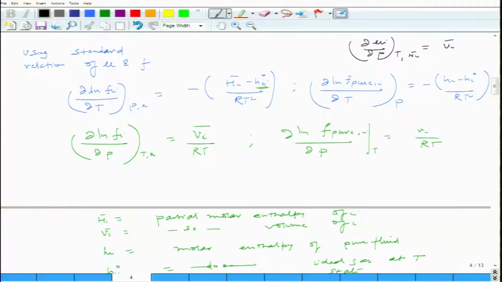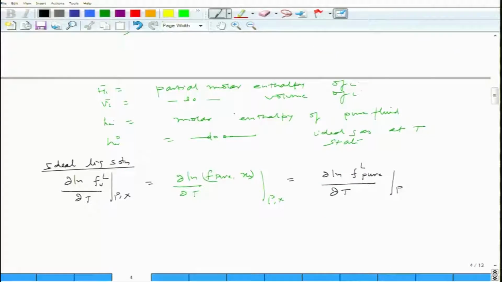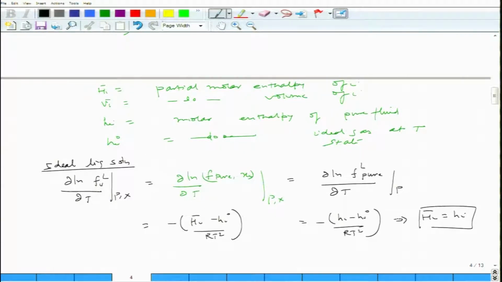divided by RT square. So this essentially means this should be minus of (Hi bar minus Hi 0) by RT square, and on the other hand, since this is a pure fluid, this should be (hi minus Hi 0) by RT square. Now this must be the same, which implies that Hi bar is equal to hi for the case of ideal solution. Similarly, you can show that for the case of ideal solution Vi bar is equal to vi.